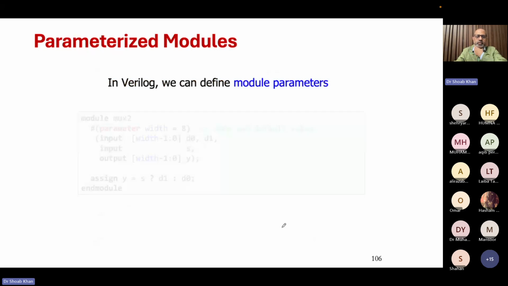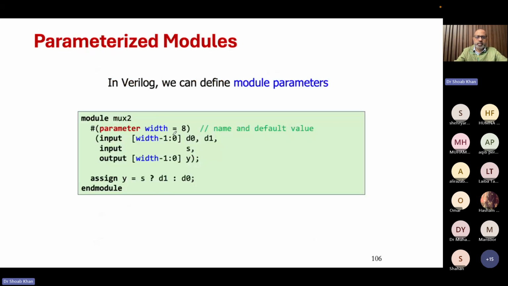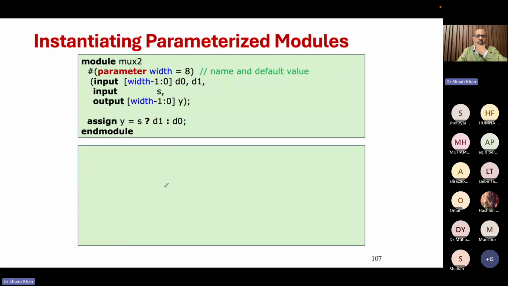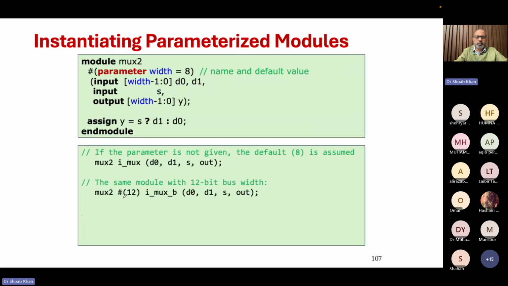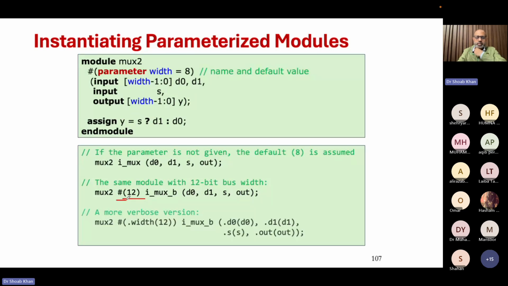So this we have covered already, like parameter width is 8, and you have this code which is an 8-bit mux. But then if you are instantiating it, there you can say I want it to be a 12-bit mux. So you write hash 12, so it will become a 12-bit multiplexer.